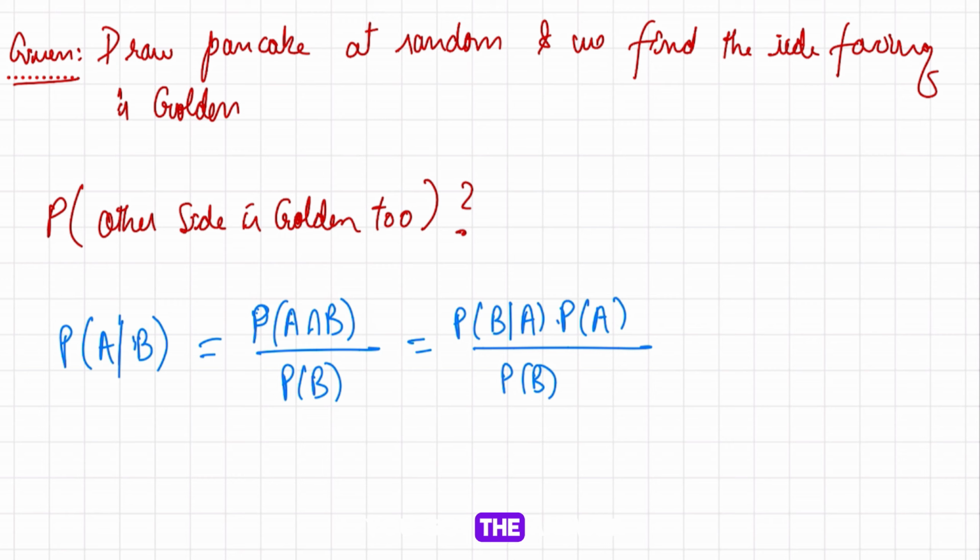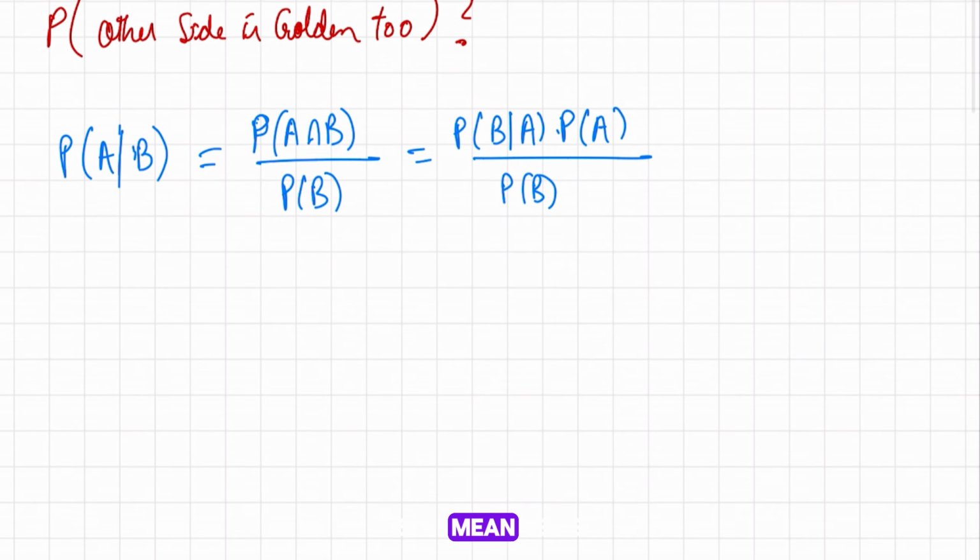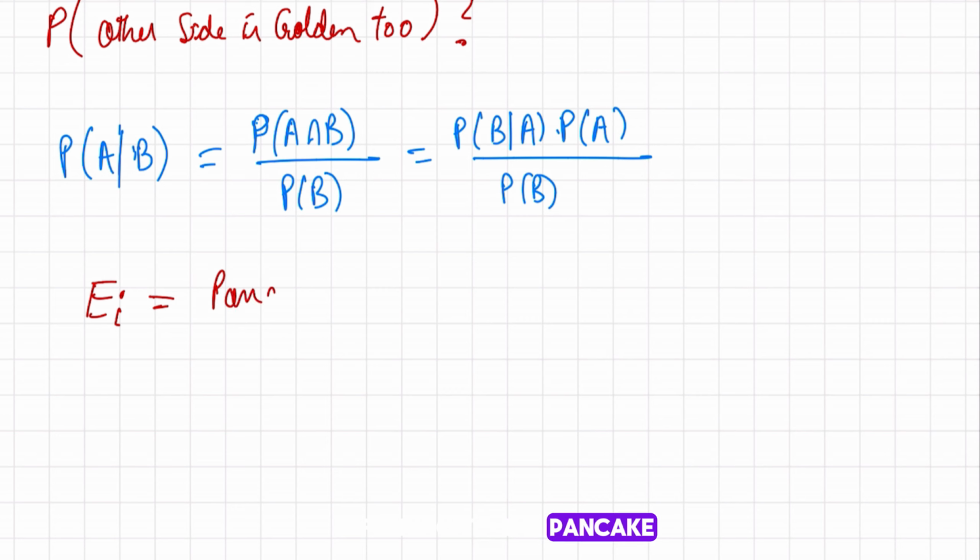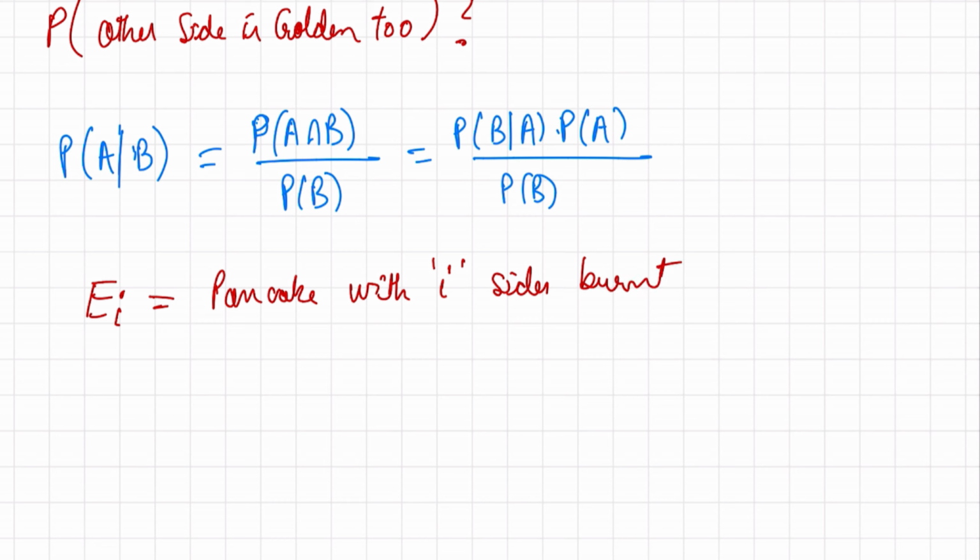I hope you got the answer, but in case not, let's now try to solve this. Let's try to set up like this, and I would say this is one of the interesting things about the question. Let E_i refer to the pancake with i sides burnt, and i naturally can be 0, 1, or 2.